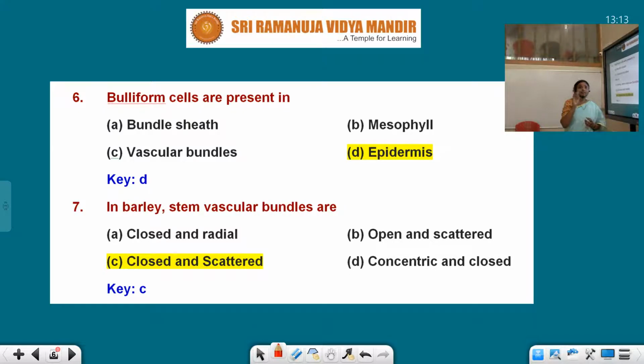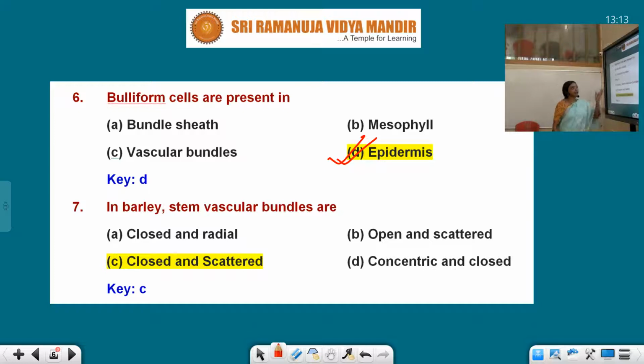So rolling and unrolling takes place with the bulliform cells present in the monocot leaf epidermis. But here is a very simple question: bundle sheath, mesophyll, vascular bundle, epidermis. The question is not about monocot or dicot leaf. The question is in which layer it is present. On the epidermal layer. So D is the right answer.